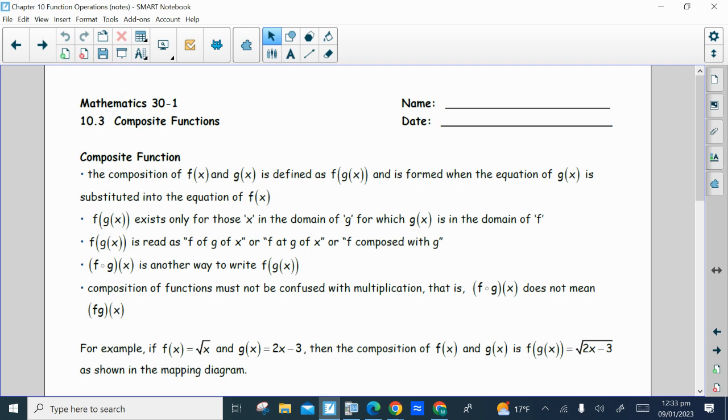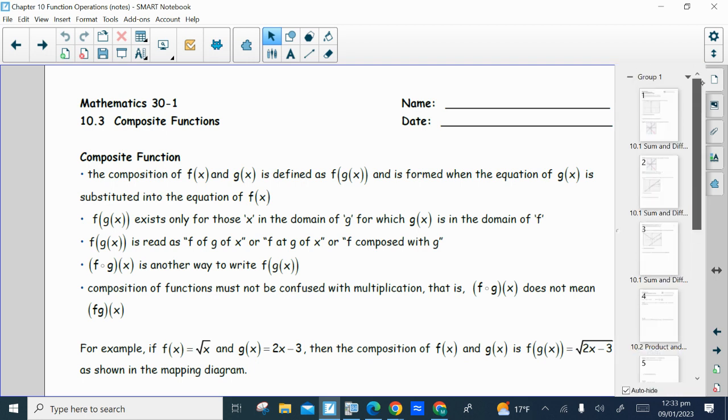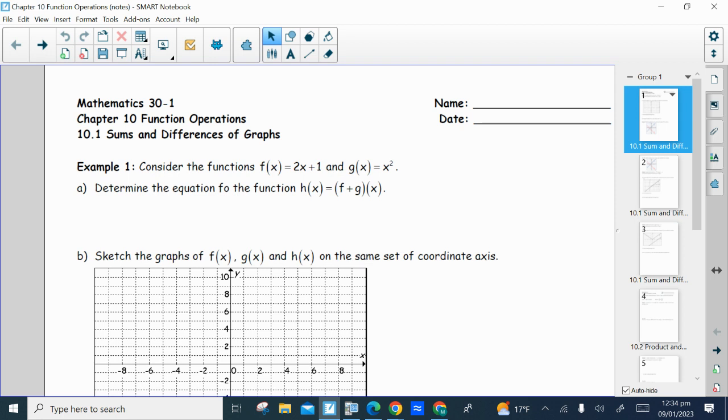So chapter 10 deals with functions, and we're going to look at different operations on these functions, starting today with some differences of functions. When you take one function and you add it to another, we'll look at what that looks like when it comes time to the graphs of them as well as the equations. So this first example says consider those functions.